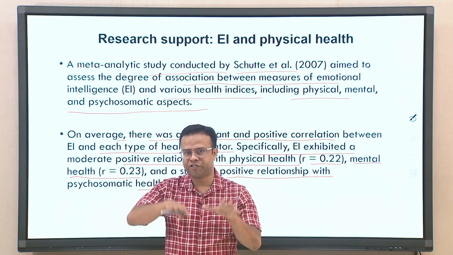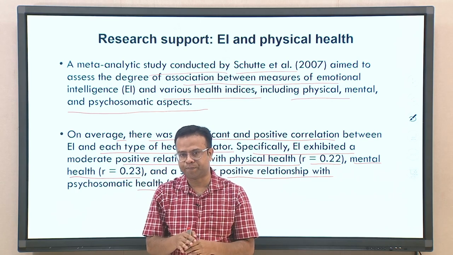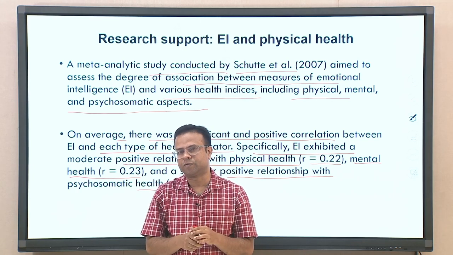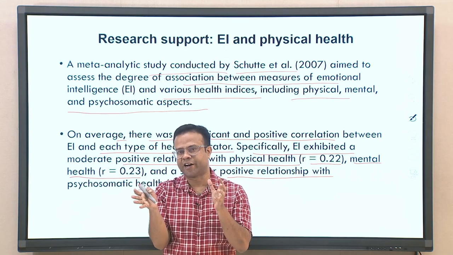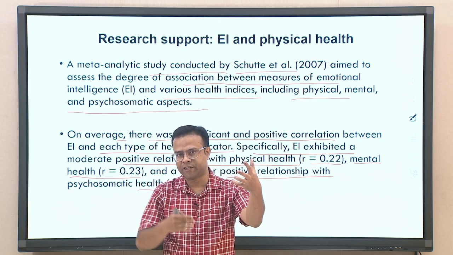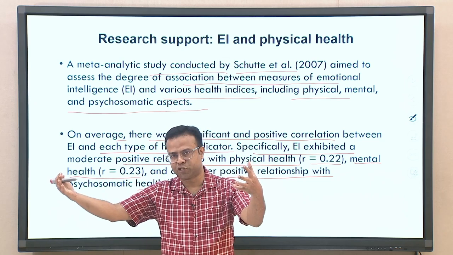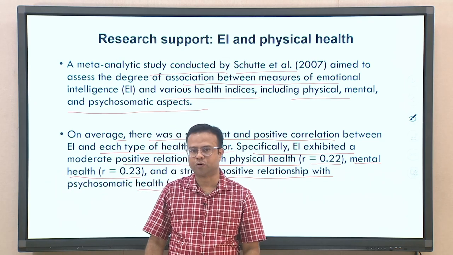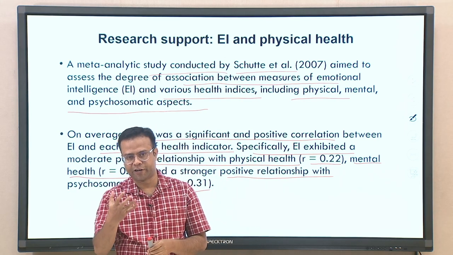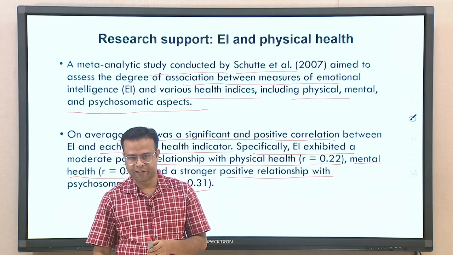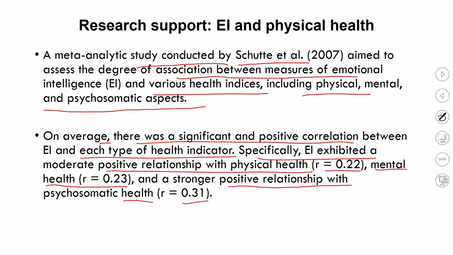So, all these health related indicators showed that emotional intelligence is positively connected. Basically, the higher the emotional intelligence, the better these indicators of health. So, at least moderately related to these physical indicators. So, there is actual empirical evidence for it.